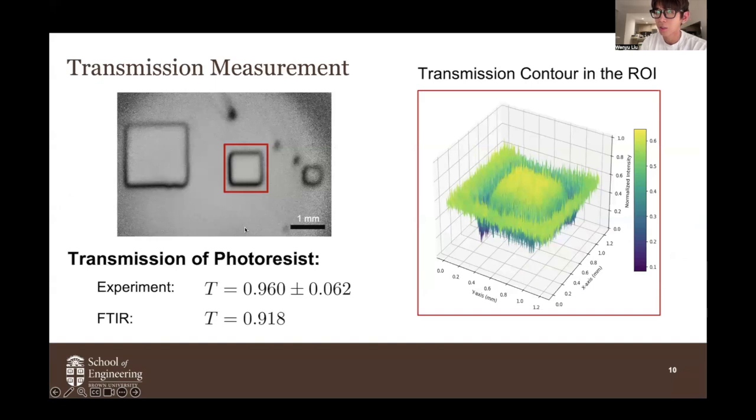The transmission is also obtained. For example, if we look at the 720 picture, we measure the photoresist transmission to be 0.96 plus or minus 0.06. The ground truth is actually 0.918, which is also within the uncertainty bound.